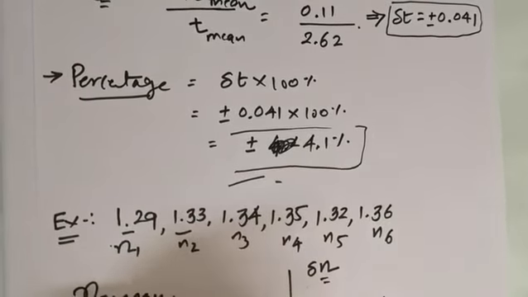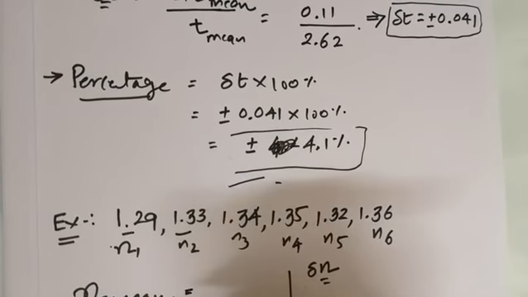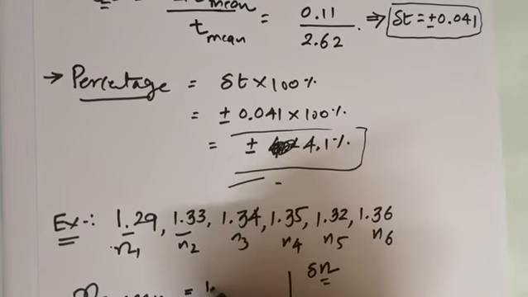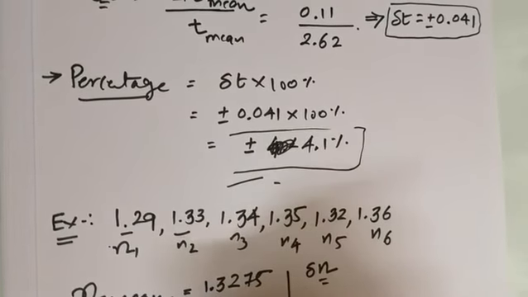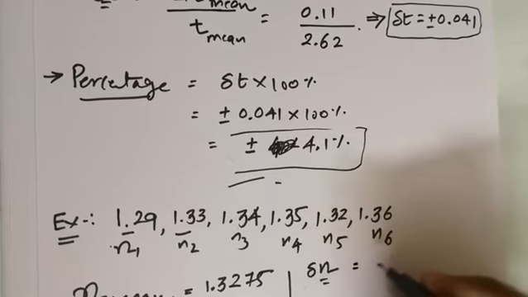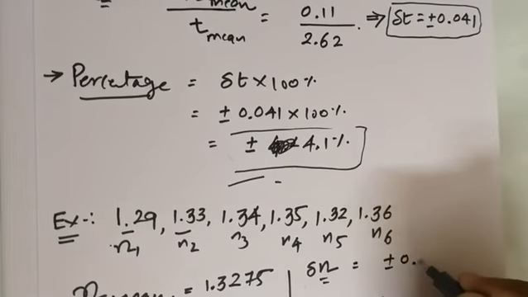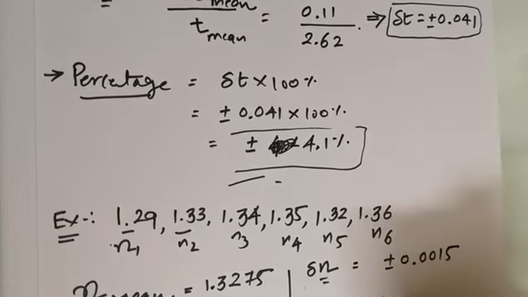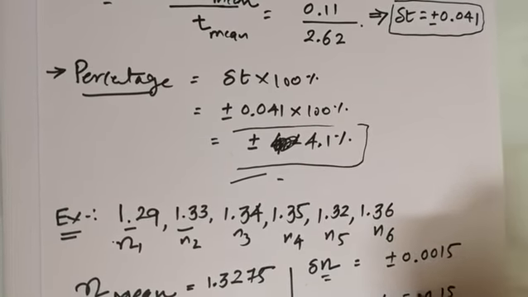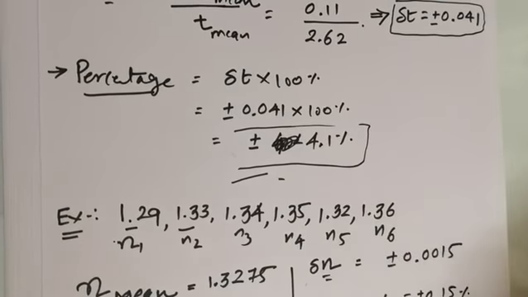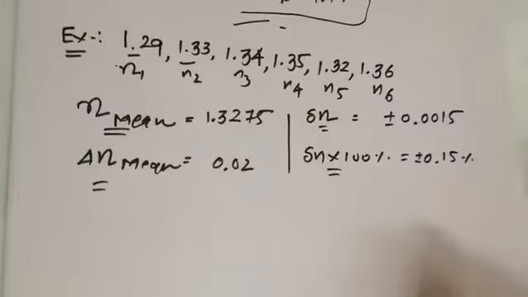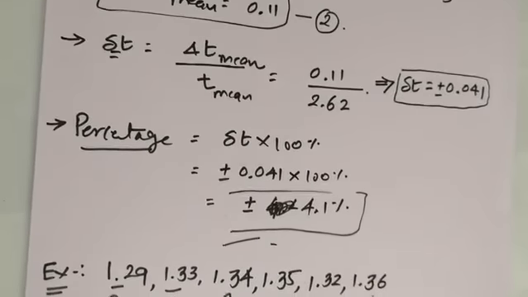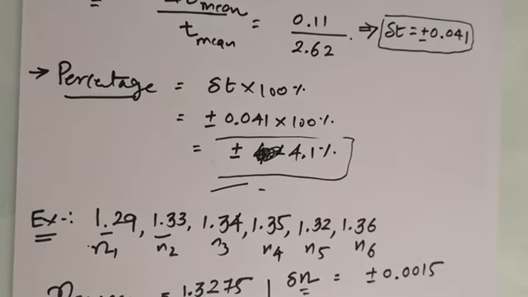So go through the method which I have shown you, and it may lead you to the answer that for this one you will get 1.3275, and for this one you may get 0.02. For delta n you may get plus or minus 0.0015, and this one would be your 0.15 percent. So go through the method I have just shown you, and you will be capable enough to find out how you can take a number of observations and calculate them.